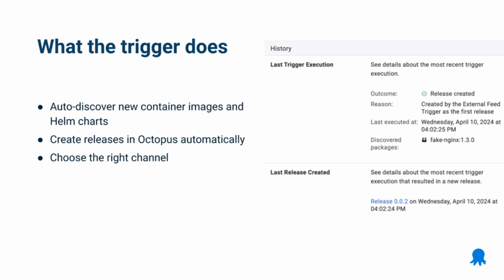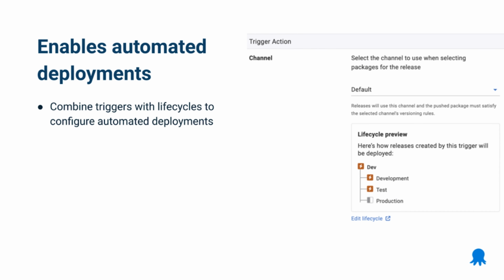Moreover, based on the rules you set, it will choose the right deployment channel. So you can define what would happen after the release is created. Mark will talk about this a bit more. Using the life cycles and the channels, you can actually automate your deployments. So it's not just about release creation.